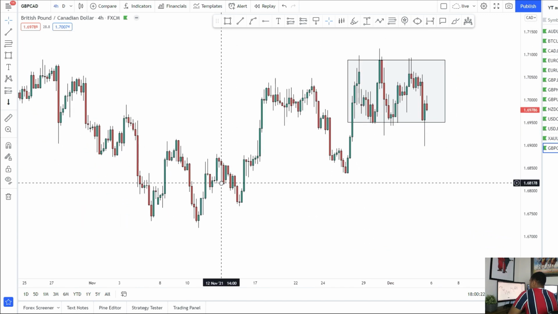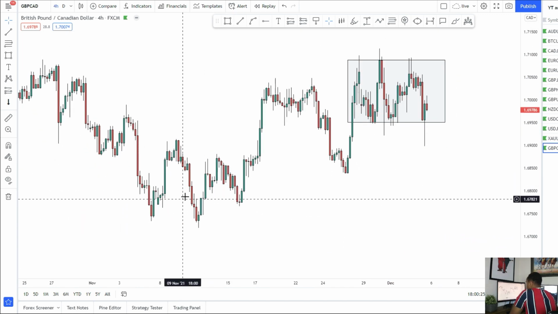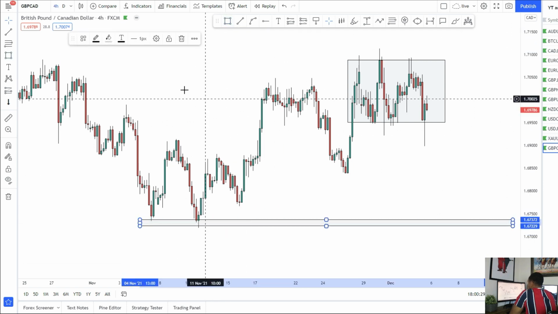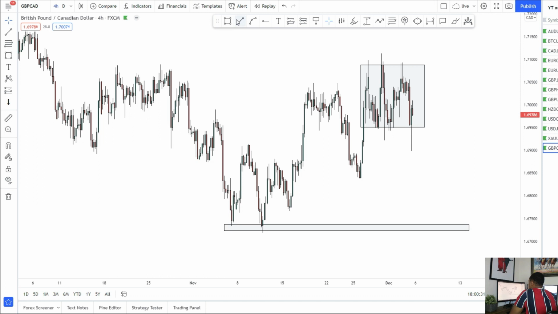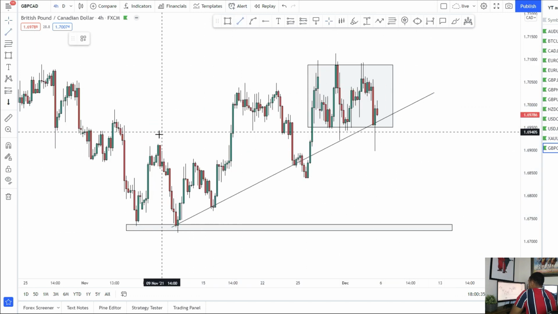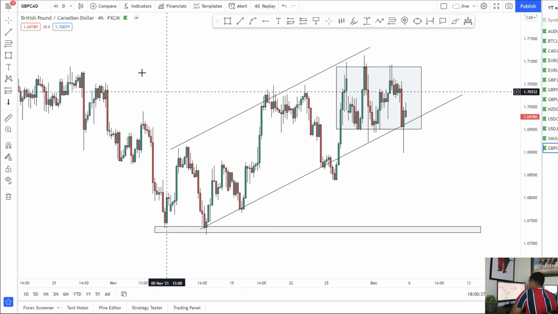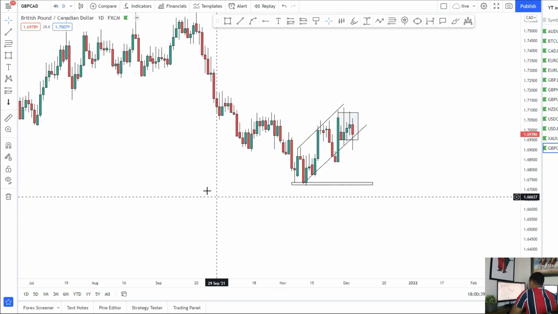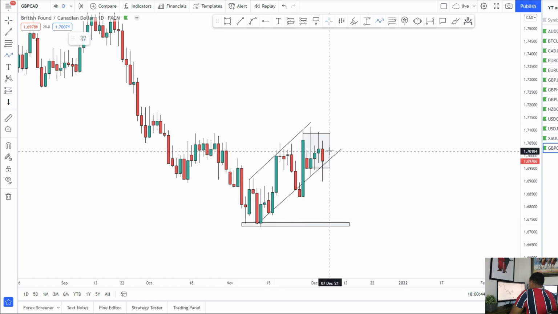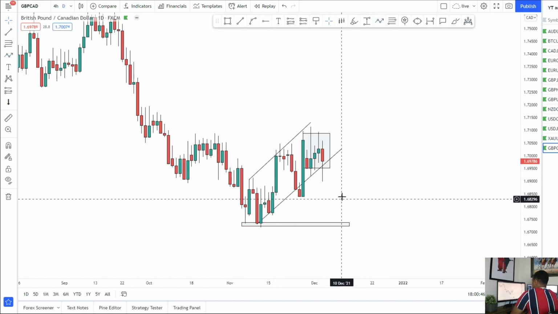So pound CAD, I do have two ideas for this pair. I can see price potentially coming right back down to these lows here, because if we zoom out a little bit, it does look like price may be looking to continue that overall bearish trend, and this could just be price retracing. If I jump to the daily, you can see the overall trend is still bearish. This could just be a slightly deeper retracement for price to turn bearish again and see that continuation.